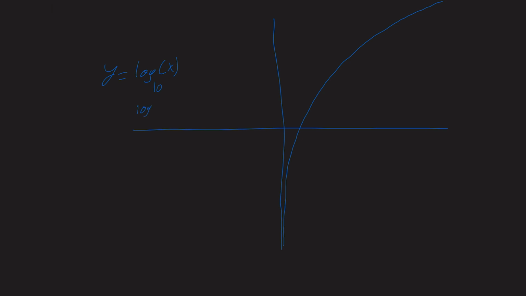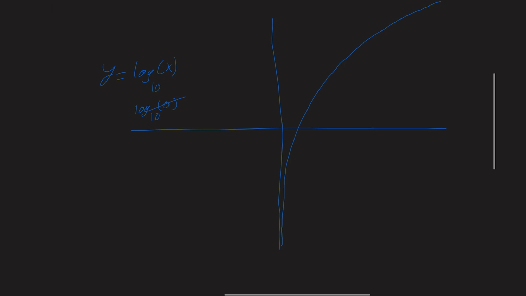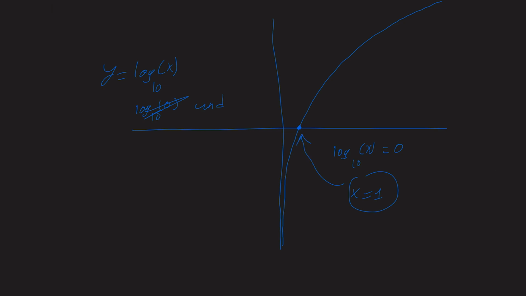If I plug in that, what do I get? I get, what power do I need to raise 10 to get 0? There does not exist such a thing in the world. So this is undefined. Also, we'll notice that we have an x-intercept right here. That occurs when log base 10 of x equals 0. What power do I need to raise 10 to get 1? That occurs when x equals 1. So, some understanding of the logarithmic function.